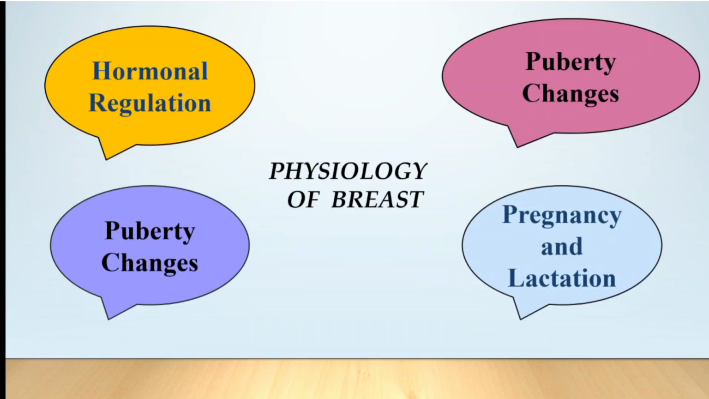Then during puberty, what will happen? Under the influence of estrogen, again under the hormonal effect, the breast begins to enlarge due to ductal growth and fat deposition, and here progesterone will also help to develop the lobules and alveoli.